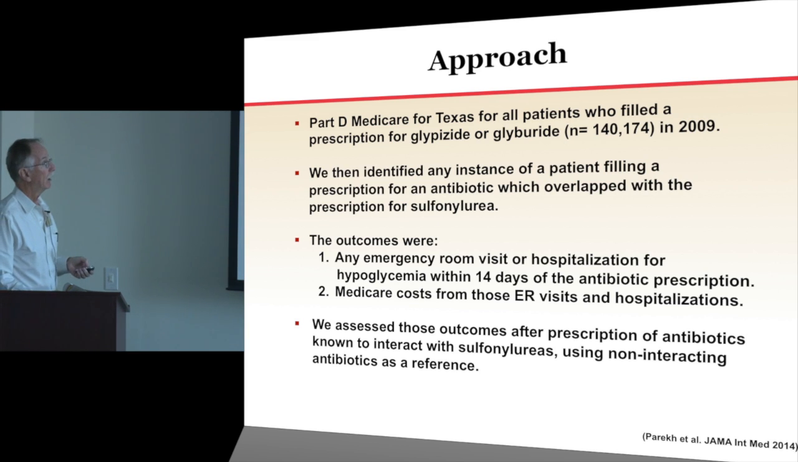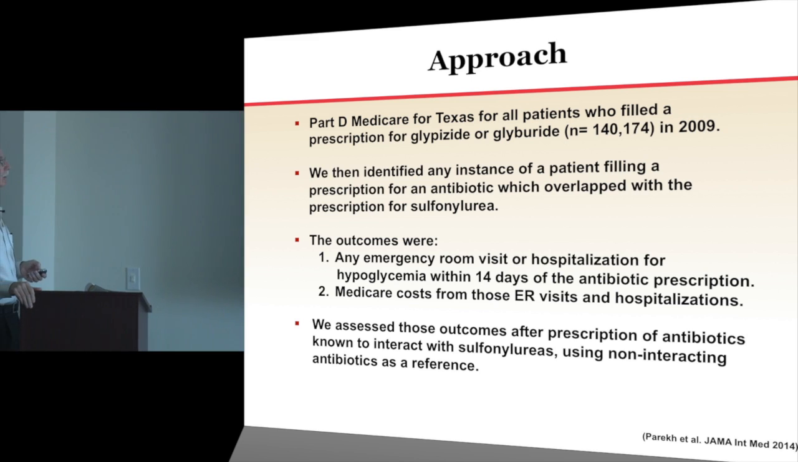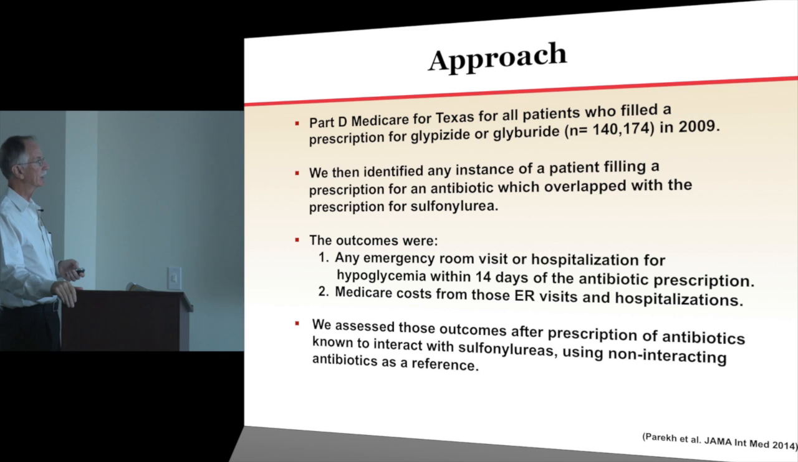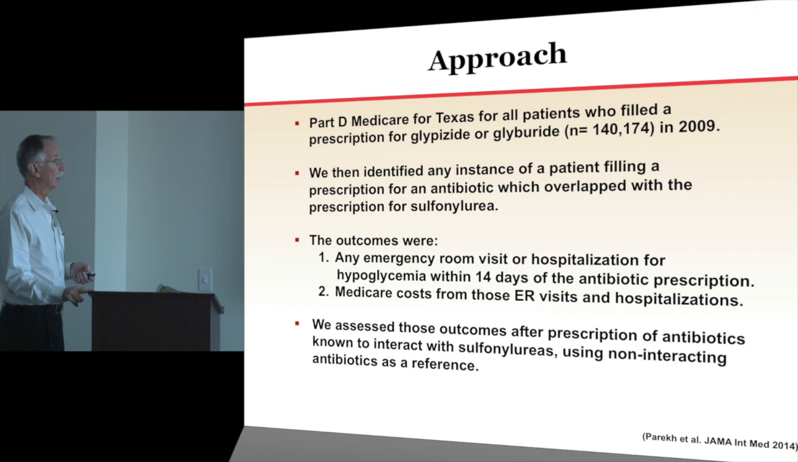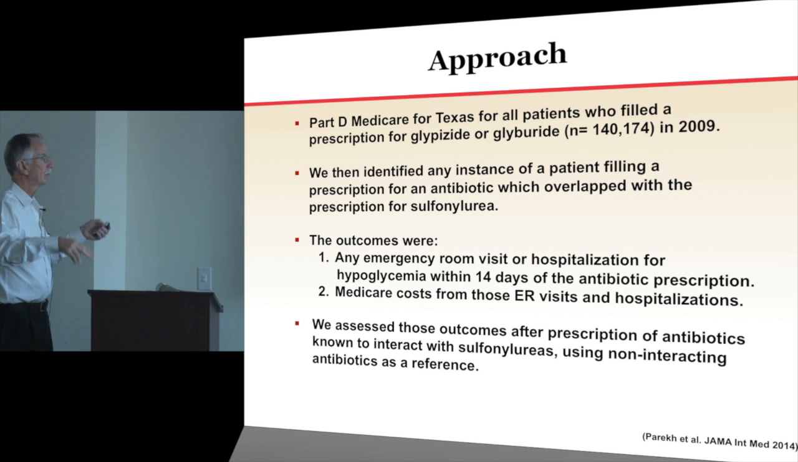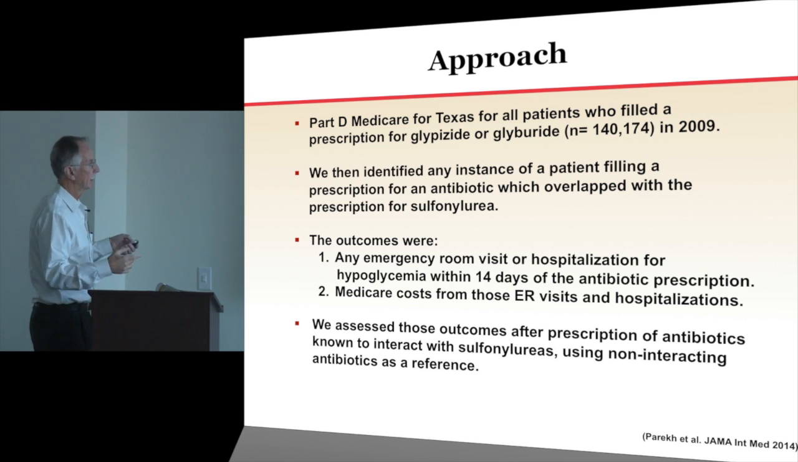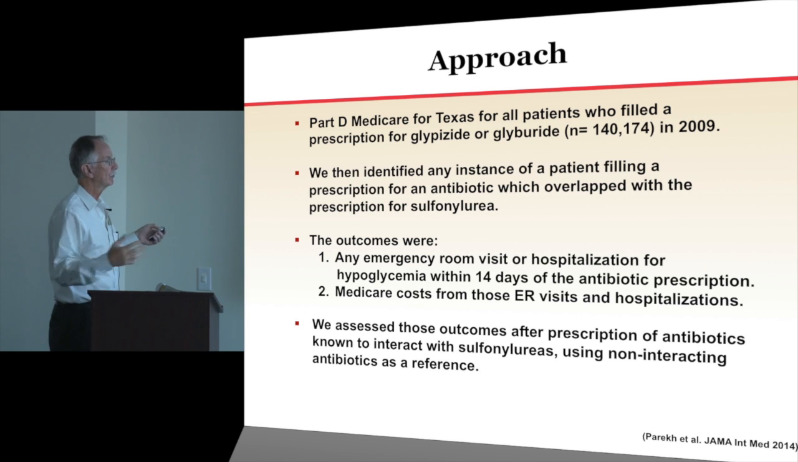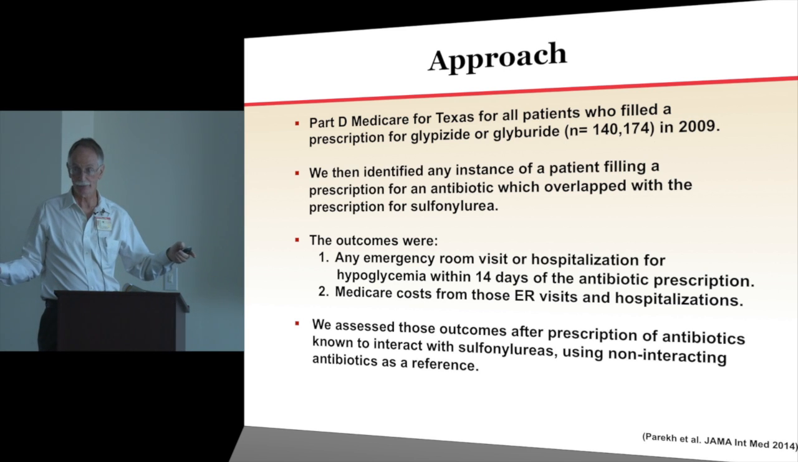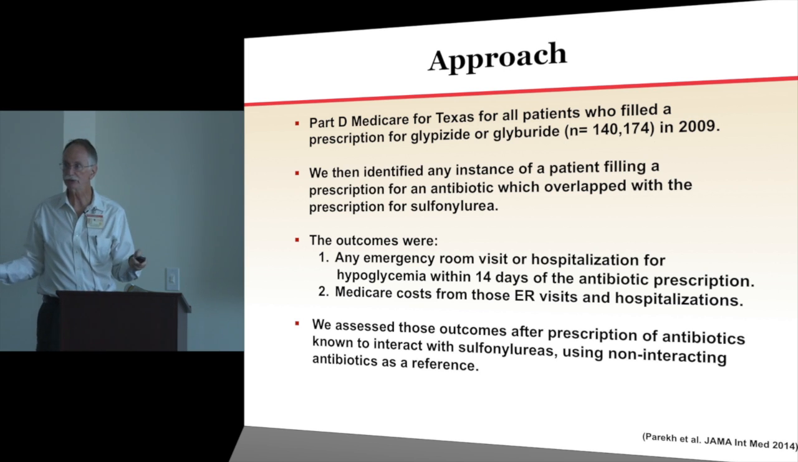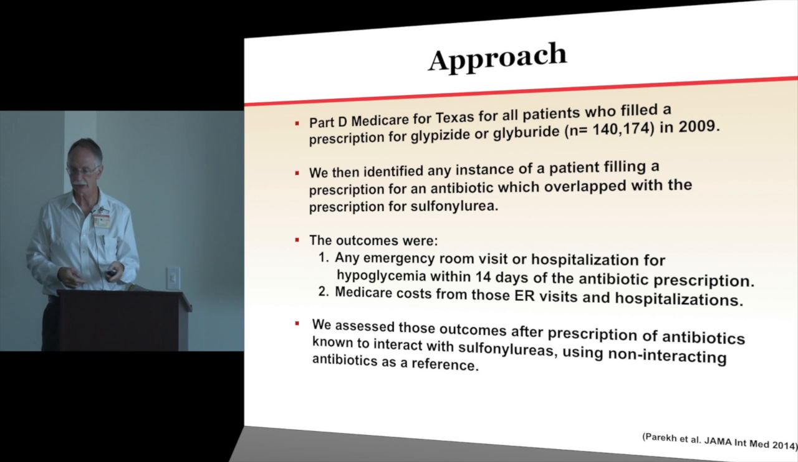We took data from Texas. I'll show you some data from the US, but these are data from Texas that we started with. We took everyone who got a script for glipizide or glyburide, which are the two big sulfonylureas. 140,000 people, a lot of people in Texas, who got at least one script. And then let's say you got a script on March 1st, then you got a 30-day supply. We went out for those 30 days, and if they got a script for any antibiotic during that 30 days, we said that was an overlap. So when we flagged those, they were overlapping with an antibiotic. And we looked at the 16 most commonly used antibiotics in this population.